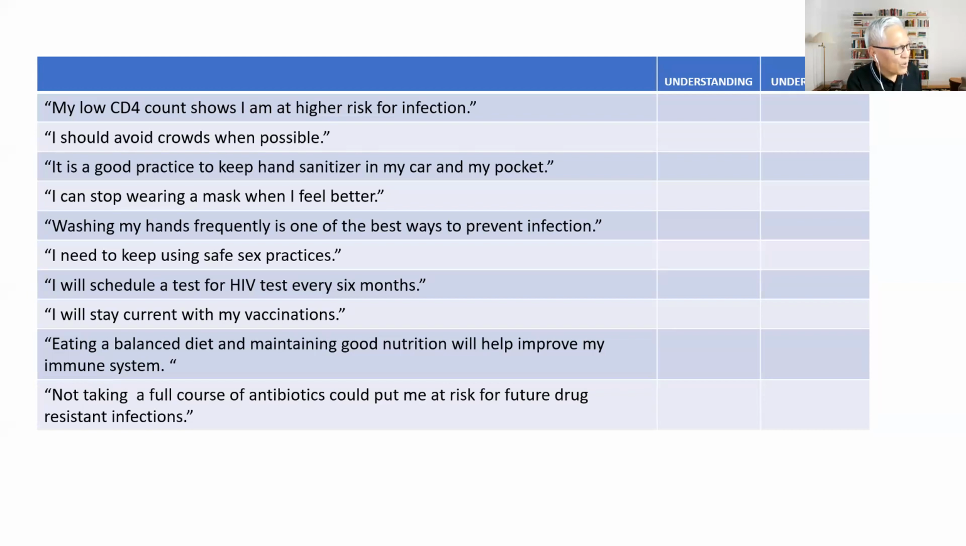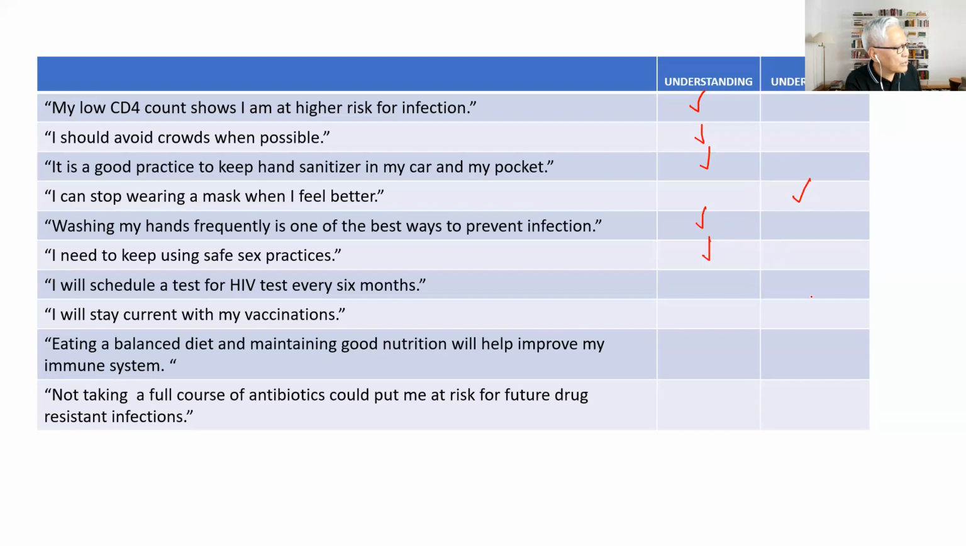All right. So my low CD4 count shows that I'm at higher risk for infection. That certainly is a correct statement, so that would be understanding. I should avoid crowds when possible. Very good. It's a good practice to keep hand sanitizer. Very good. I can stop wearing a mask when I feel better. Oh, no, no, no, no. Washing my hands frequently is one of the best ways to prevent infection. Understanding. I need to keep using safe sex practices.